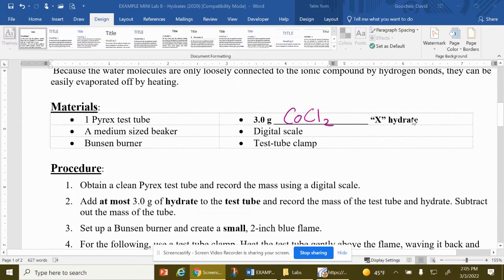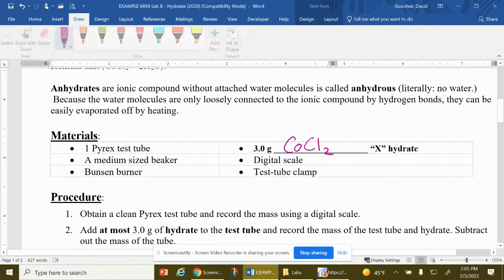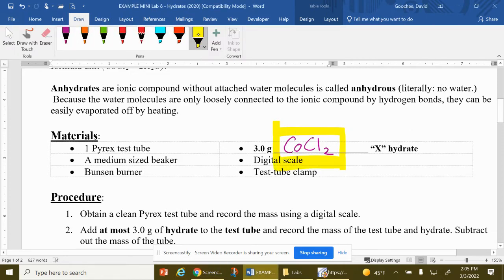So first of all, in my make-believe lab, I've decided to use CoCl2, cobalt 2 chloride. Some of you all use that. Some of you use the blue crystal, which was copper 2 sulfate. Some of you use the green crystal, which was nickel 2 sulfate. In this case, I'm going to pretend to use cobalt 2 chloride for my calculations.